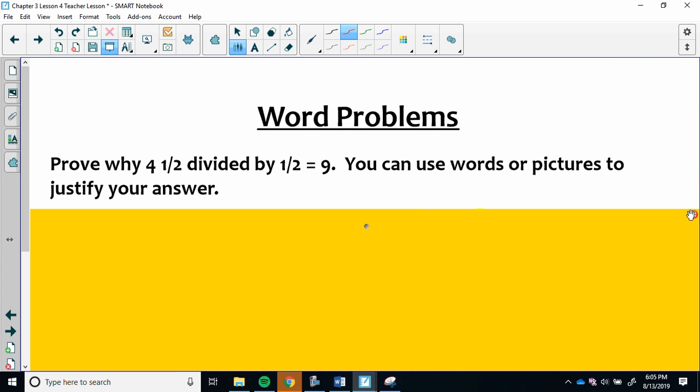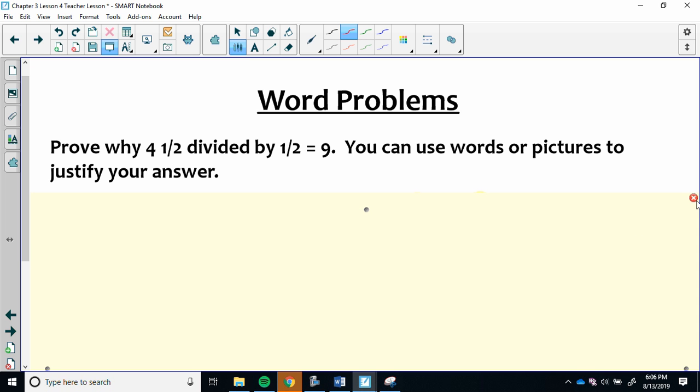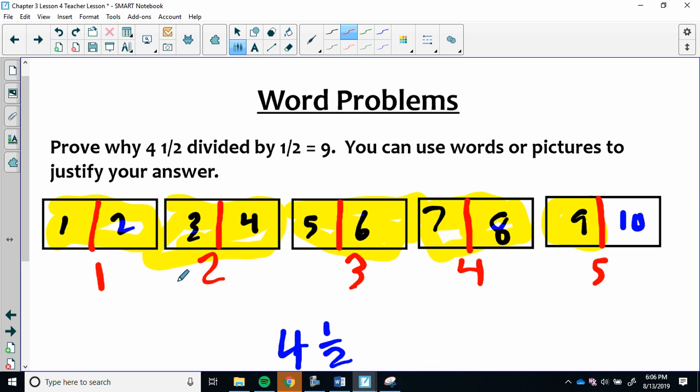Prove why 4.5 divided by 1/2 equals 9. You can use words or pictures to justify your answer. This is a really cool one to use pictures. What I did is I drew 1, 2, 3, 4, 5 boxes. The reason I did 5 boxes is because you have 4.5. So each box is a half, 1/2 there, 1/2 there, half, half, and half.